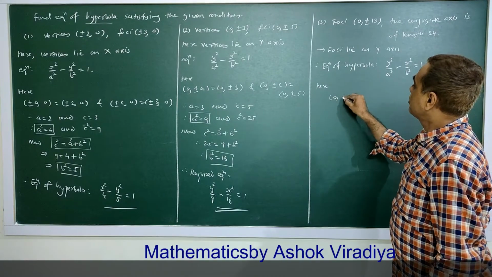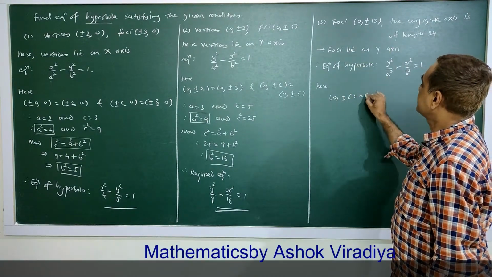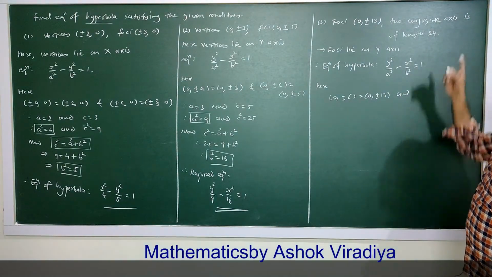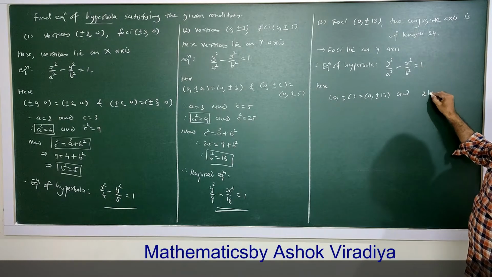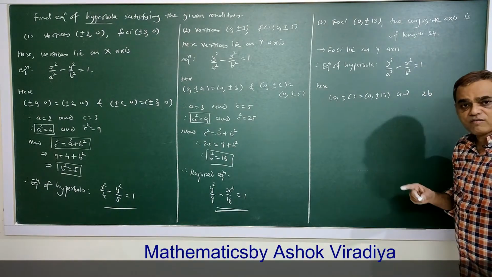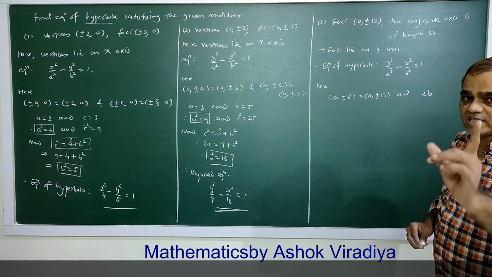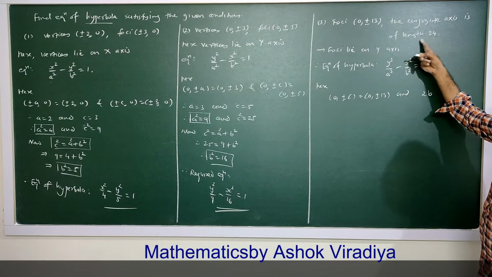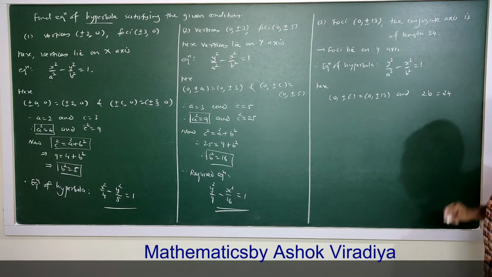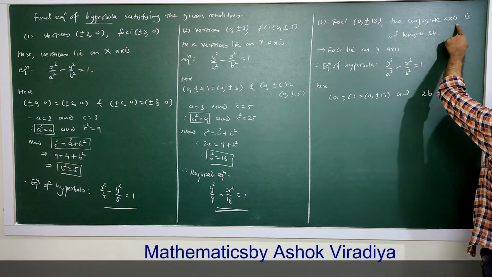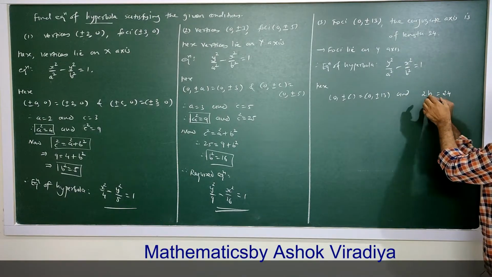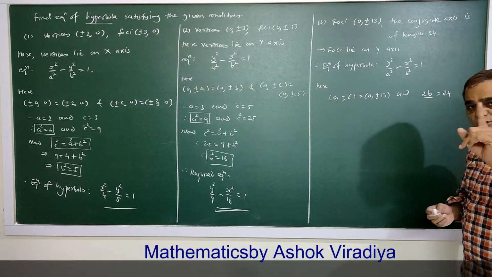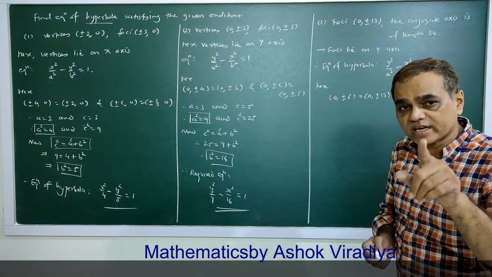Foci, that is 0 plus minus c, is 0 plus minus 13. Length of conjugate axis is 2b. Length of transverse axis is 2a. Here the length of conjugate axis is 24, and the formula for the length of conjugate axis is 2b, so 2b is 24. Length of transverse axis is 2a, length of conjugate axis is 2b.